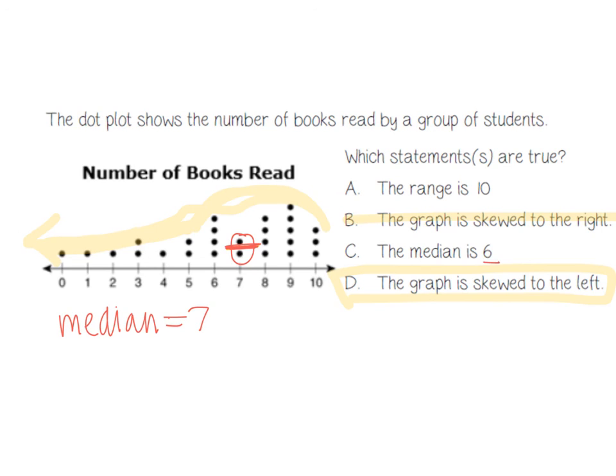Well, it says 6, so I'm not liking that one. So let's find the range and see if that one is correct. My largest value is 10. My smallest value is 0. If I subtract them, I do get 10. So that one is true. So we have two correct answers. We have A and D, which are both correct.